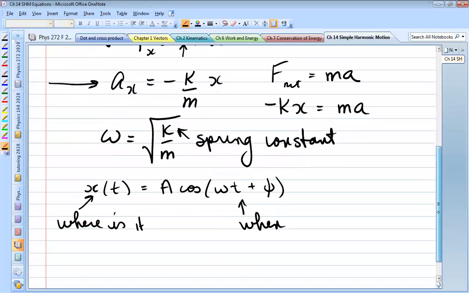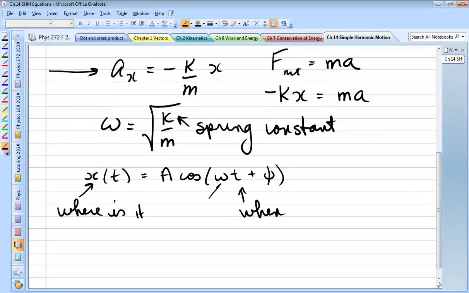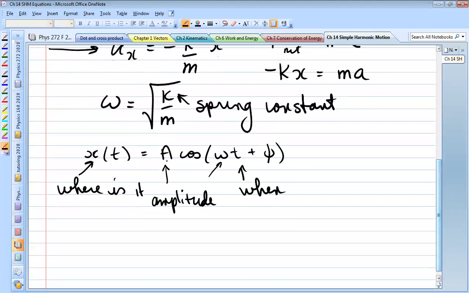And where it is when depends on the frequency, the omega. It depends on how far to the side you pull it. So this is amplitude. If you pull that mass way over to the right before you let it go, well, you've got a big amplitude, and its subsequent motion depends on that. This phi just happens to be when you start your stopwatch.